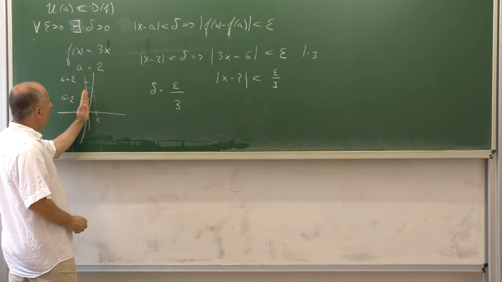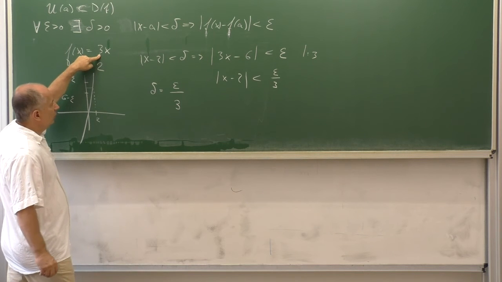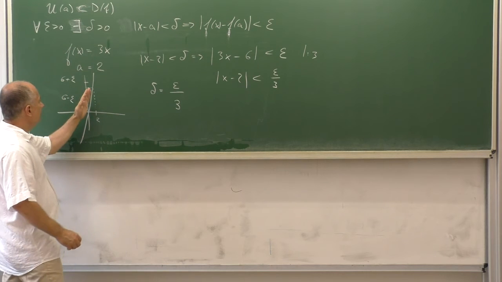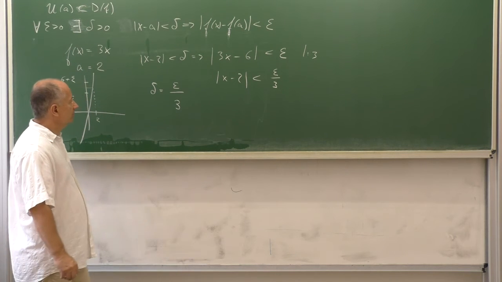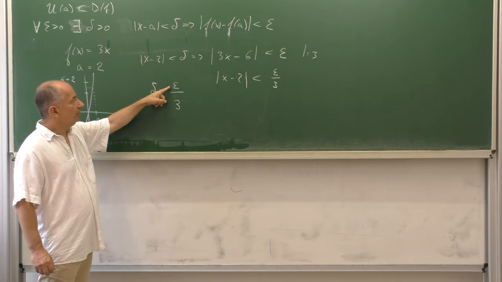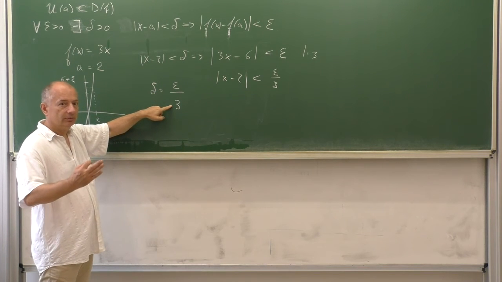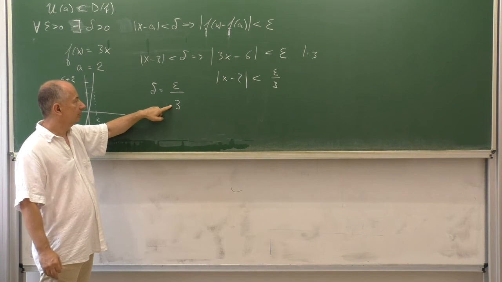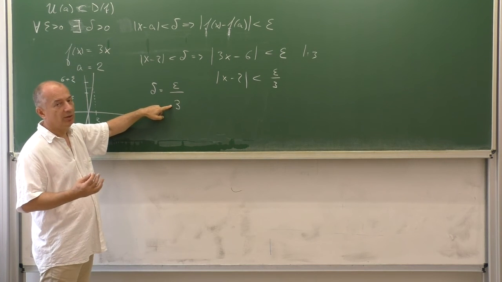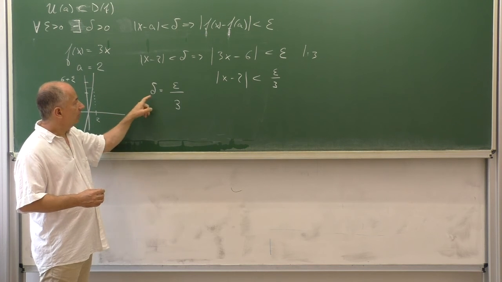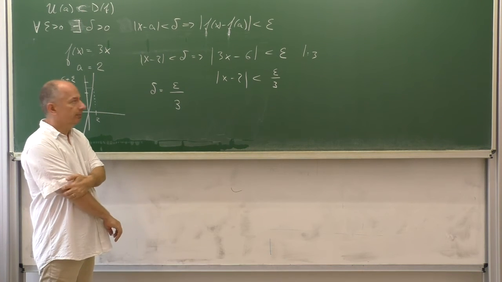The steeper the graph, the higher the slope, the higher this coefficient. But if the steepness is bounded, then if we divide epsilon by the largest positive coefficient, later we will see that this has the meaning of the derivative. If we divide by this coefficient, then such delta is good.